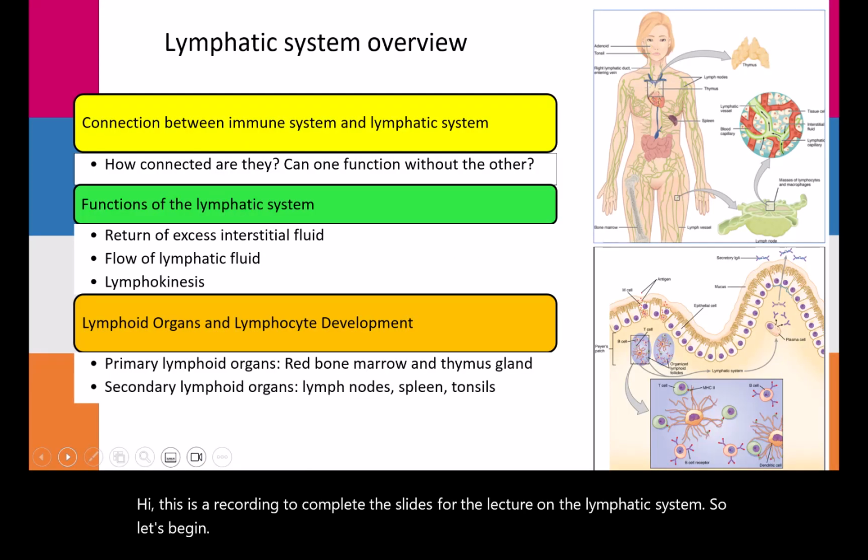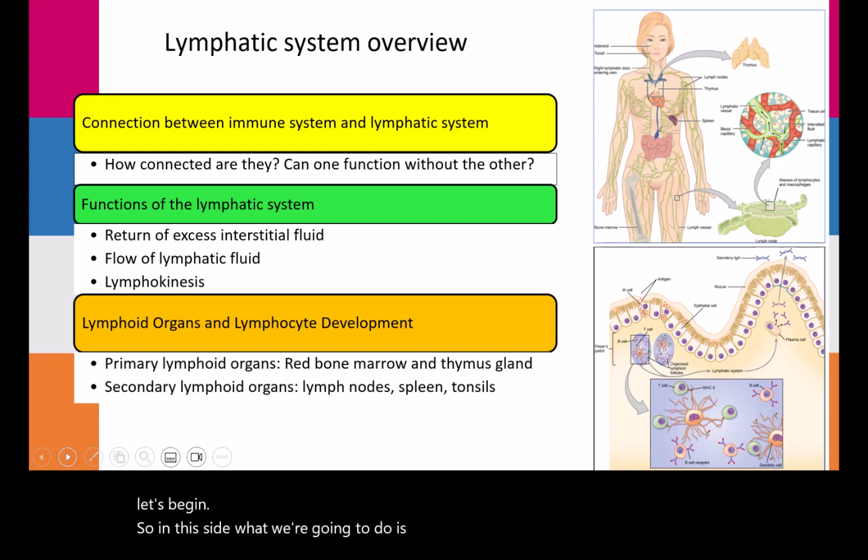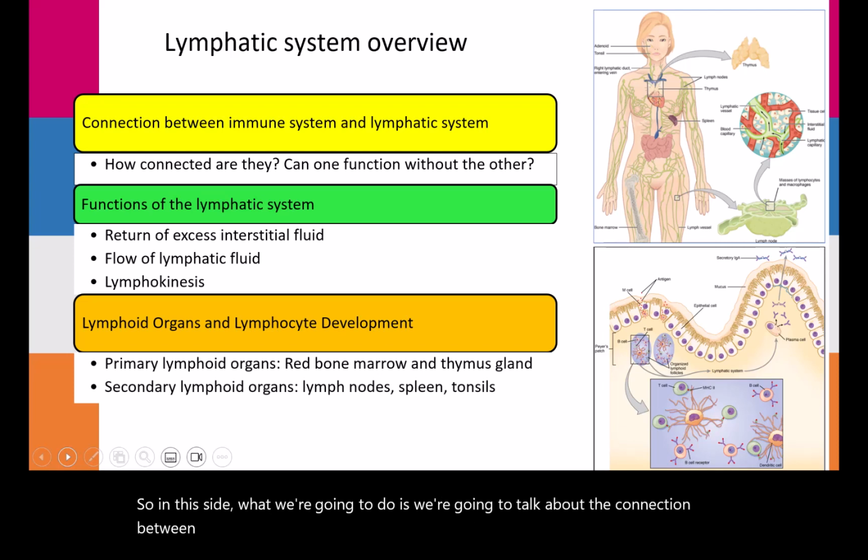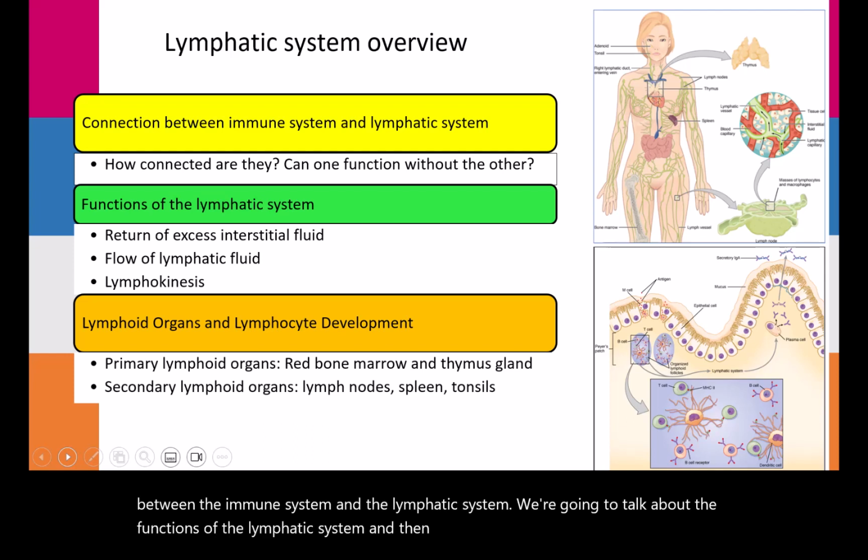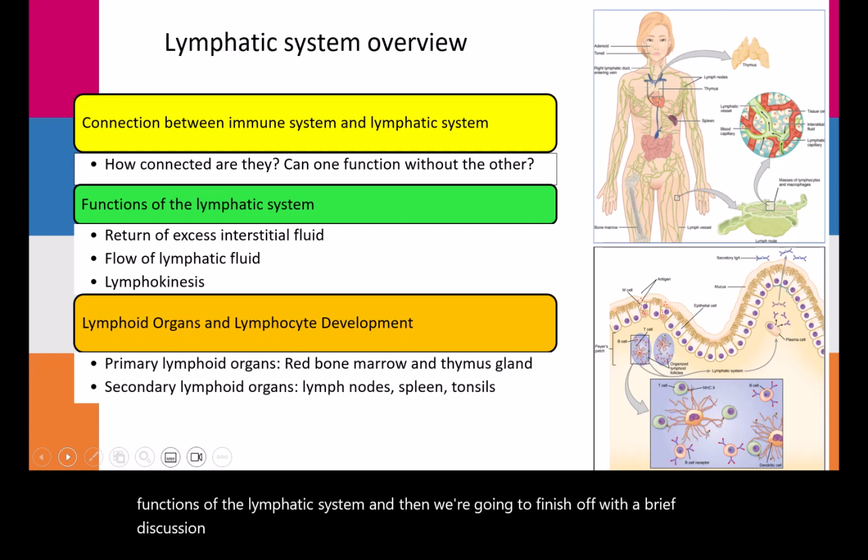In this slide, we're going to talk about the connection between the immune system and the lymphatic system. We're going to talk about the functions of the lymphatic system, and then we're going to finish off with a brief discussion on various organs of the lymphatic system and how lymphocytes develop.